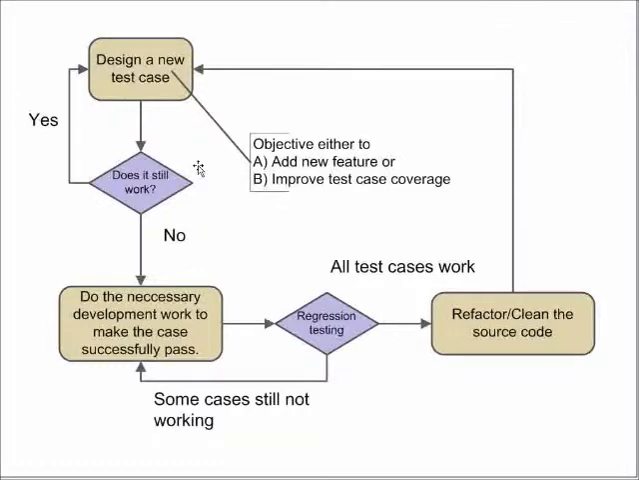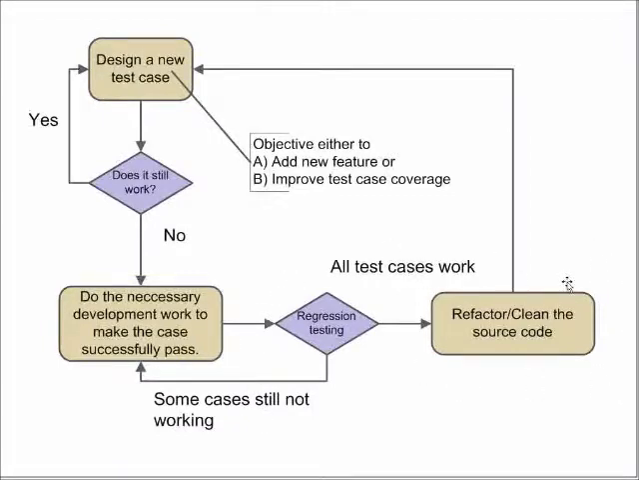Or the usual case, especially if we decide to add a new feature, of course the system will not work, because the feature isn't there yet. So then we do the necessary development work, that is design, program and unit test the work until the system starts to work or the feature exists. Then we go to regression testing with the list of all test cases available. If something isn't working here, no matter if it's the new test case we just added or something from the earlier iterations, we keep working and doing the development and redesign work until everything works.